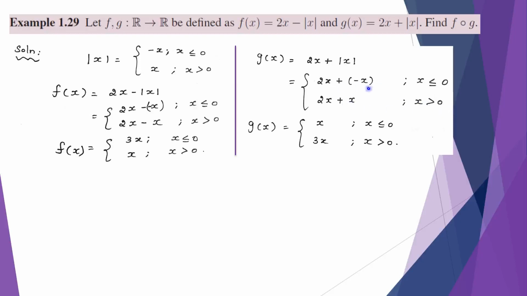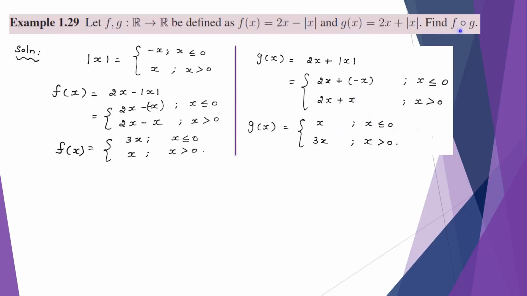So 2x plus into minus means minus. So 2x minus x means x. Here 2x plus x means 3x. இது கண்டிப்பா சைடில் எழுதணும். எப்போ plus x இருக்கும்னா x ஓட வேல்யூ less than or equal to 0 இருக்கும் போது 3x. எப்போ இருக்கும்னா x ஓட வேல்யூ greater than 0 இருக்கும் போது. Now இப்போ நம்ம f of x உம் g of x உம் டிஃபைன் பண்ணதை தான் இந்த மெத்தடில் பிரித்து எழுதியிருக்கோம்.